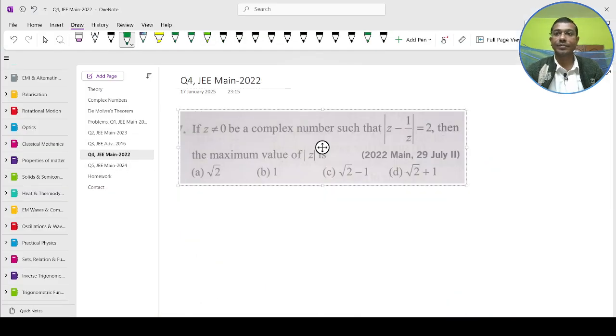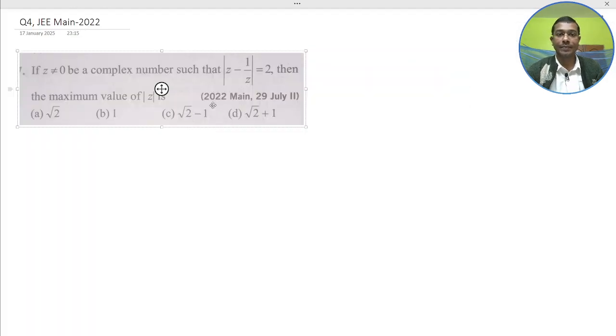Next, JEE Main 2022. If z not equal to 0 is a complex number such that modulus of z minus 1 by z equals 2, then you have to find the maximum value of modulus z. Very important question.